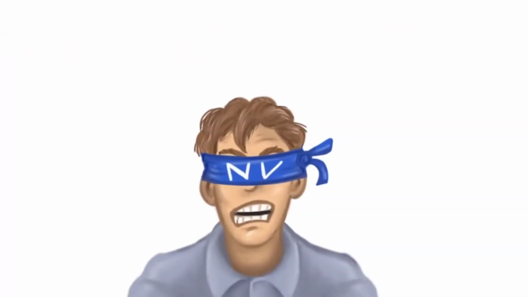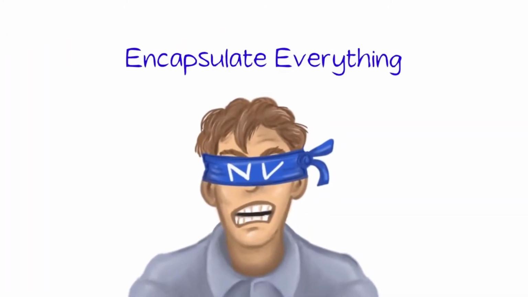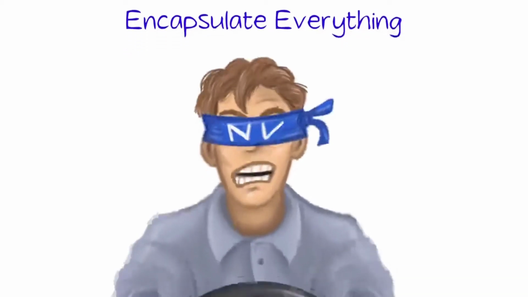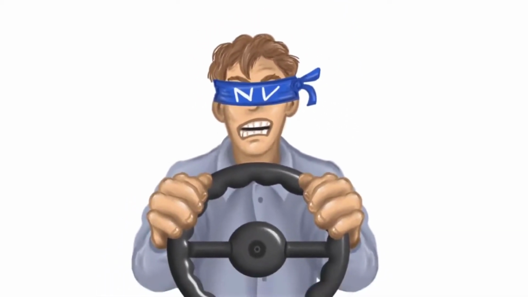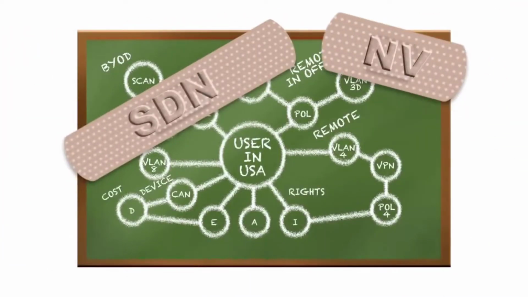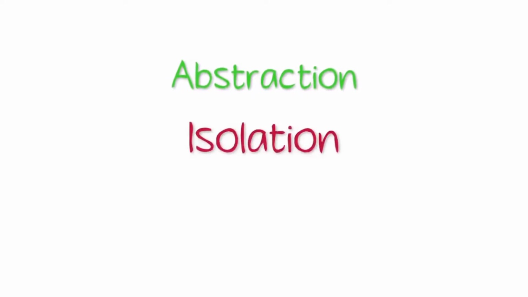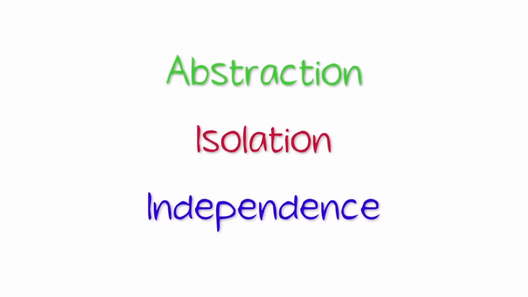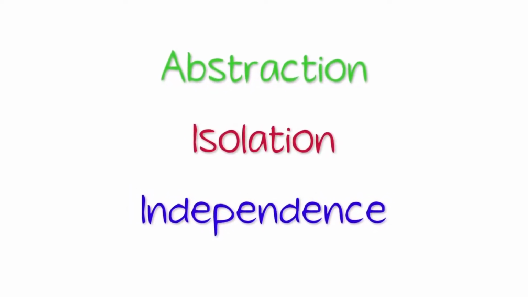Now take network virtualization, which pretends the network is not really there. Just encapsulate everything on layer 3 and drive with your eyes closed. Complexity still remains, even if it is harder to see. It's just a different kind of Band-Aid. So true abstraction, isolation, and independence are needed for the network to truly support these dynamic workloads. And to truly get rid of the complexity, we need a do-over.